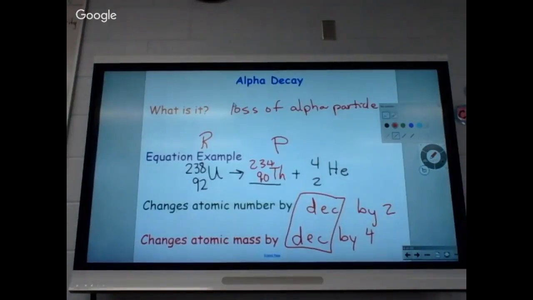Not in alpha. Hold that thought. It does increase in something, but not in alpha. One will be like increase, other one will be like decrease. Well, really, it's a stay the same, increase. But alpha decreases in both. Okay? All right, we're ready to do beta?